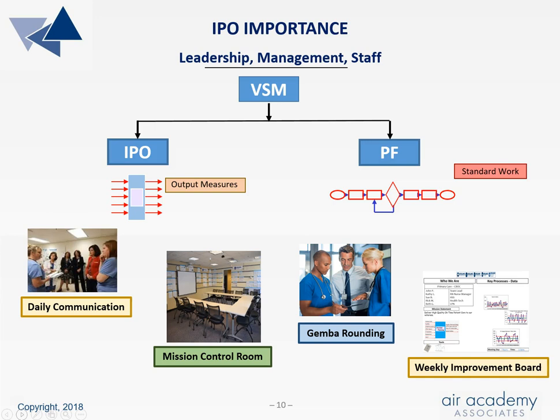The IPO can be used as part of daily communication or huddles. IPOs are displayed in the mission control room to provide focus and alignment by highlighting key process indicators and measurements. The IPO can be used as a visual management tool by leadership and management while conducting Gemba rounding. In addition, the IPO can be displayed on weekly improvement boards to highlight the work unit's efforts in process performance and improvement.